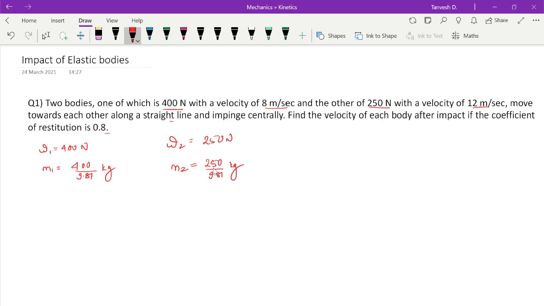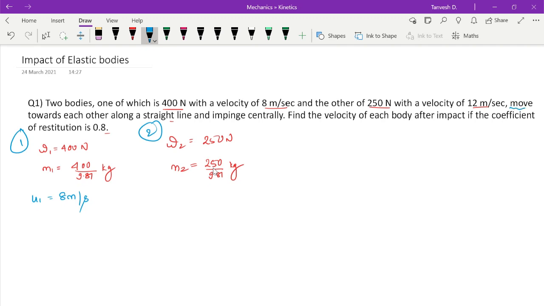Now the initial velocities are given. So the 400 newton body, let me say its initial velocity is u1. This 400 newton is your first body, 250 is your second body, so the suffix will be accordingly. So u1 is 8 meters per second, and u2 for this 250 newton body is 12 meters per second.